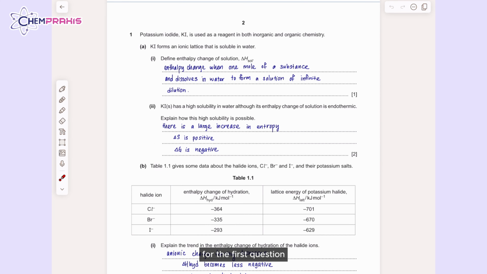For the first question, potassium iodide is used as a reagent in both inorganic and organic chemistry. Potassium iodide forms an ionic lattice that is soluble in water. Define enthalpy change of solution.